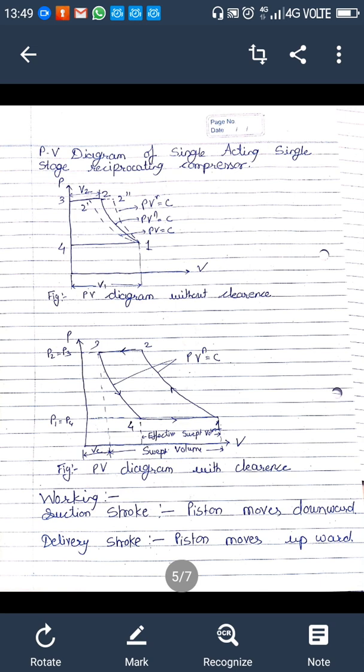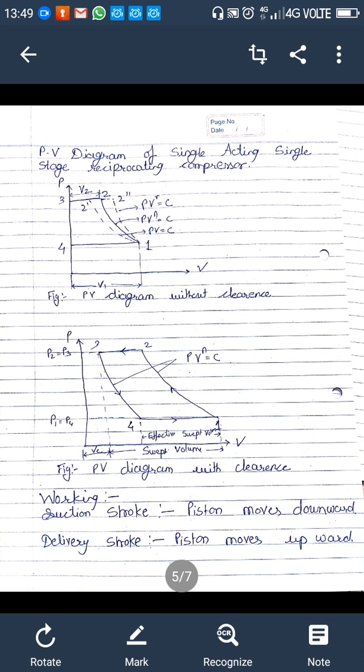In the suction stroke, when the piston moves downward, the pressure inside the cylinder falls below the atmospheric pressure. Due to this pressure difference, the inlet valve gets open and the air is sucked into the cylinder. The crankshaft is driven through a prime motor.